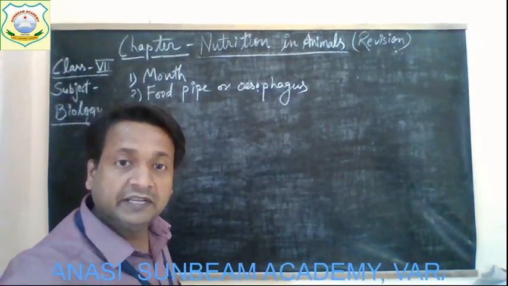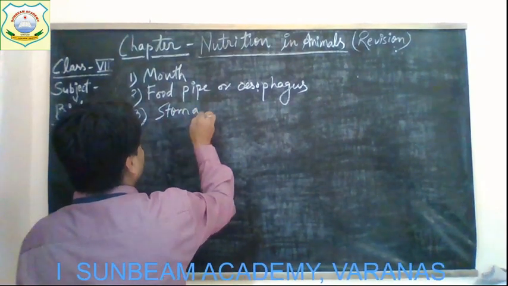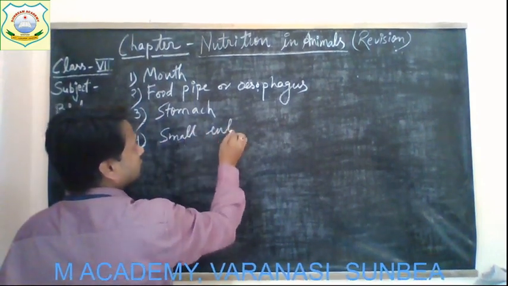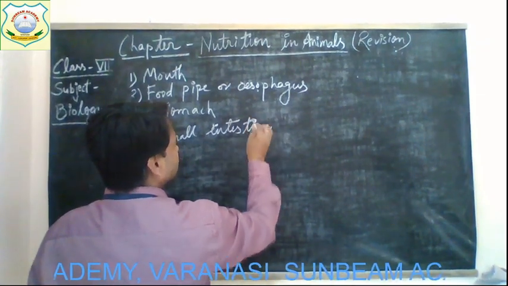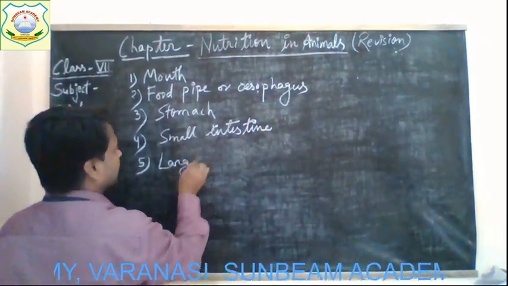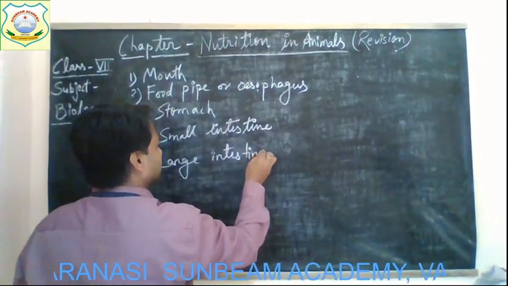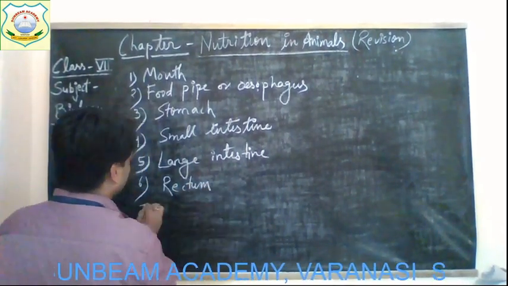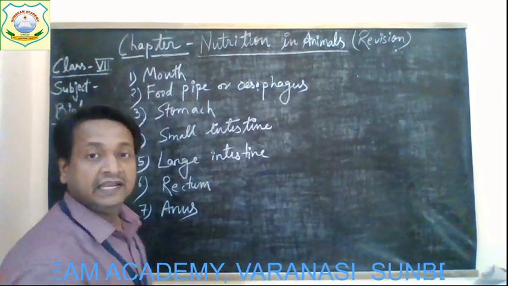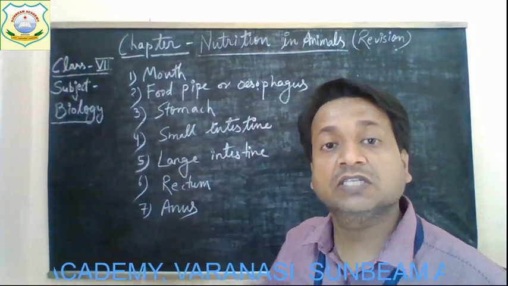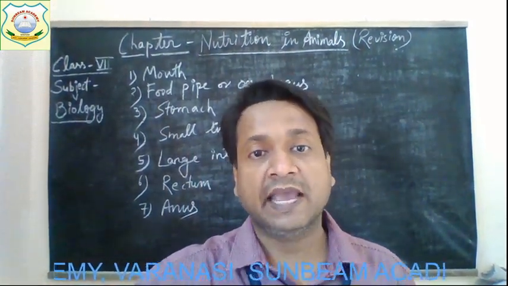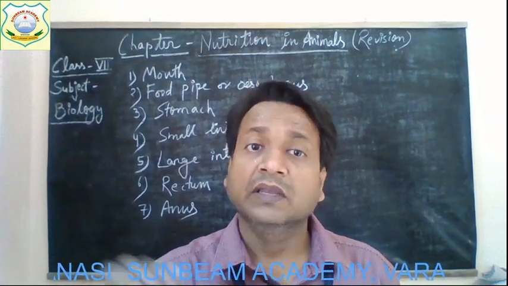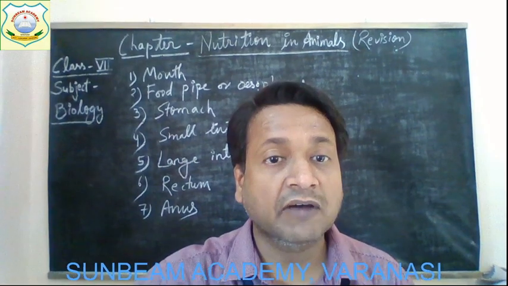the third organ of the alimentary canal is stomach; fourth one is small intestine; and the fifth one is large intestine. The sixth organ is rectum, and the seventh, anus. So these are the seven different organs which combine together to form the alimentary canal, in which the digestion of food takes place. Alright children, now one by one we will discuss the digestion of food.